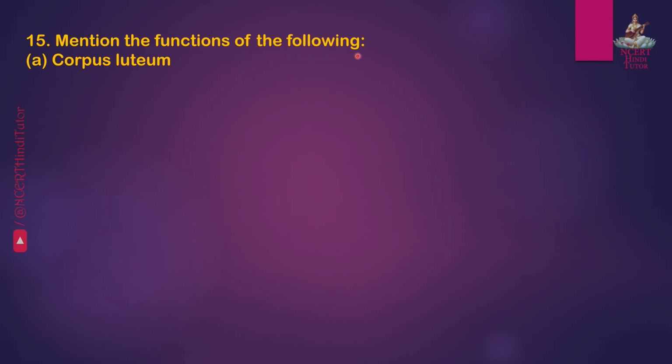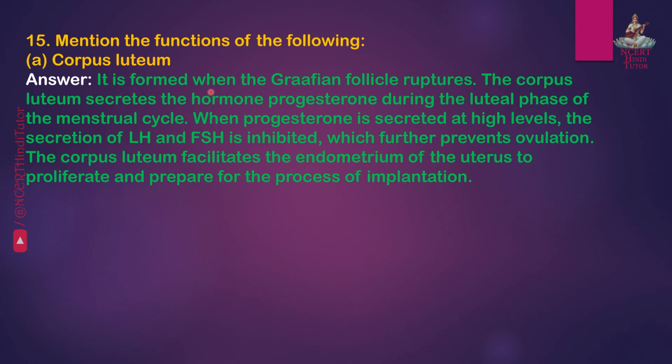Question 15. Mention the functions of the following. A. Corpus luteum. Answer. It is formed when the Graafian follicle ruptures. The corpus luteum secretes the hormone progesterone during the luteal phase of the menstrual cycle. When progesterone is secreted at high levels, the secretion of LH and FSH is inhibited, which further prevents ovulation. The corpus luteum facilitates the endometrium of the uterus to proliferate and prepare for the process of implantation.